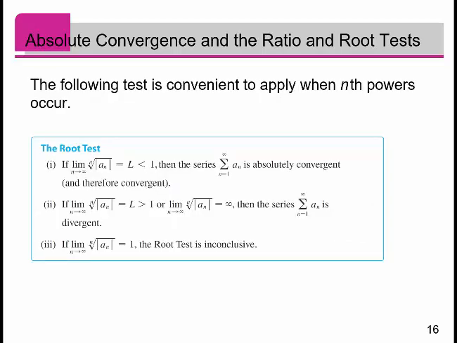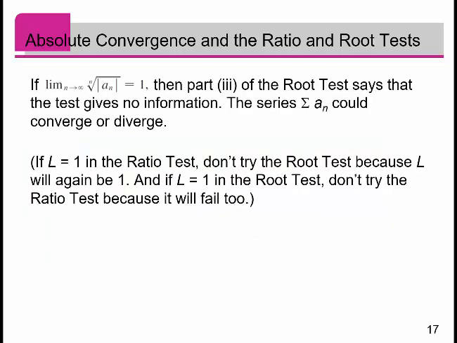All right, let's do one more test. This is called the root test. The following test is convenient to apply when nth powers occur. If you take the limit as n goes to infinity of the nth root of the absolute value of a sub n, and it equals L, then if that's less than 1, the series is absolutely convergent. If that limit is greater than 1, or it goes to infinity, then the series is divergent. And if that limit is equal to 1, just like the ratio test, the root test is inconclusive.